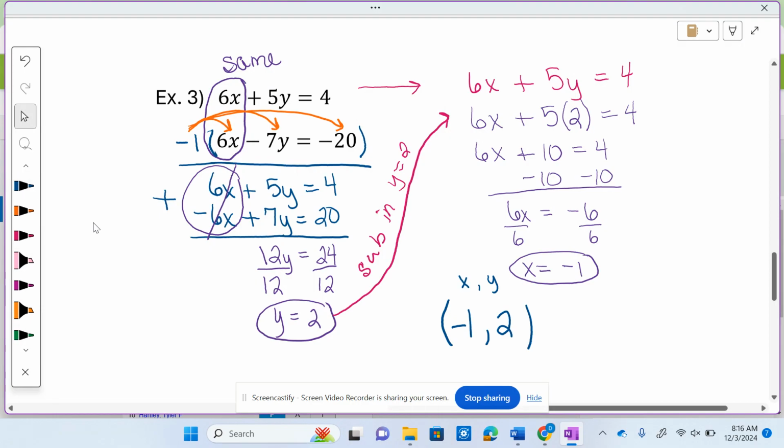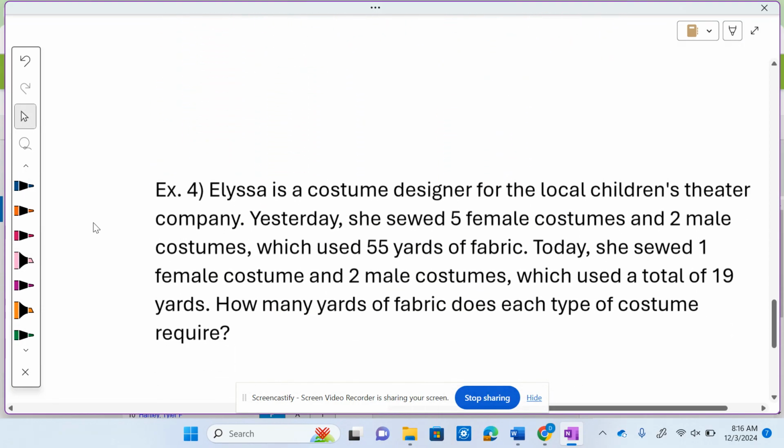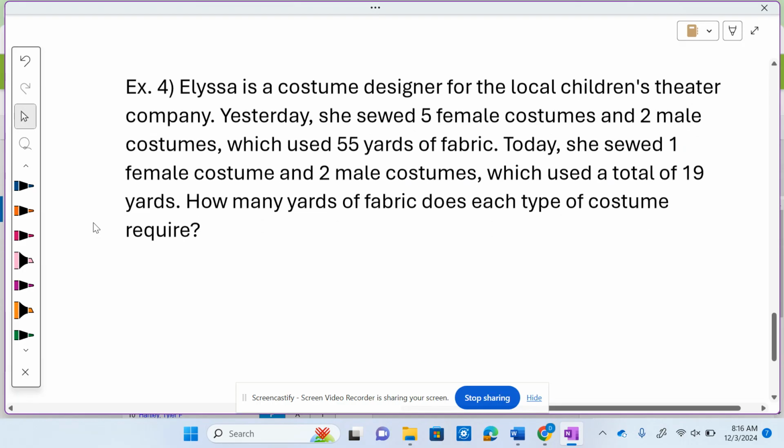All right, you guys know that we'd have to do a word problem, right? Because applications are really important. So Alyssa is a costume designer for the local children's theater. Yesterday, she sewed 5 female costumes and 2 male costumes, which used 55 yards of fabric. Today, she sewed 1 female costume and 2 male costumes, which used a total of 19 yards. How many yards of fabric does each costume require?